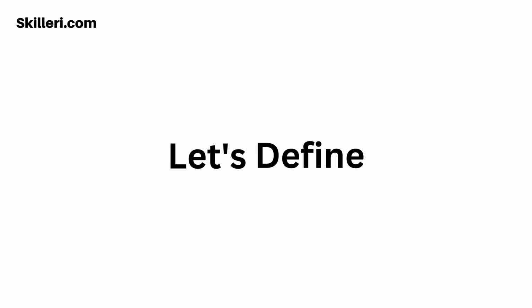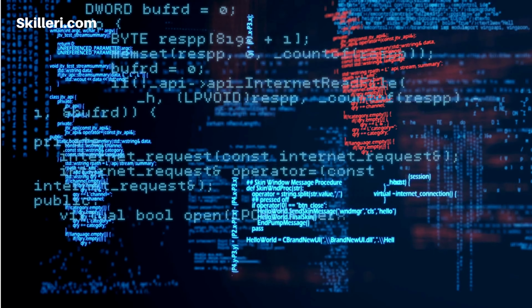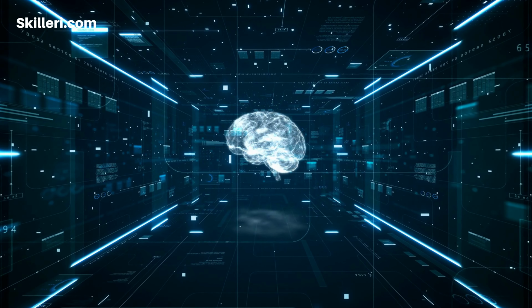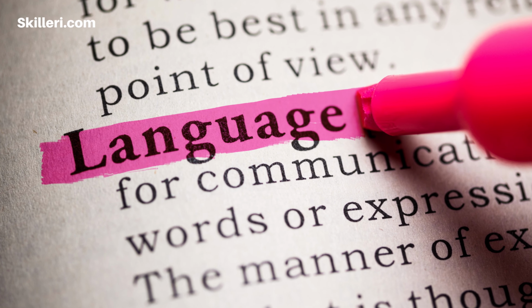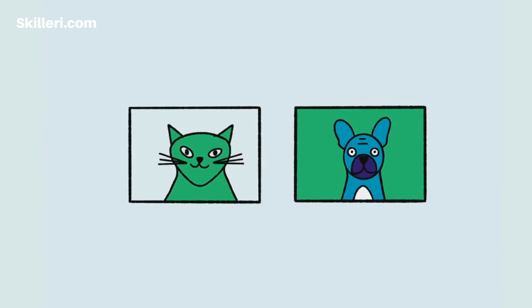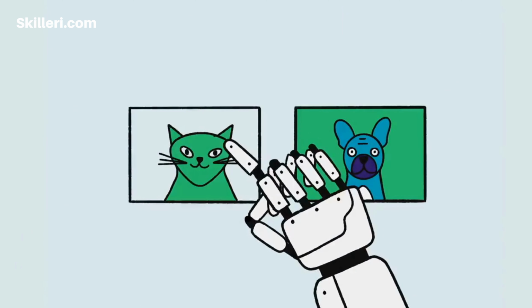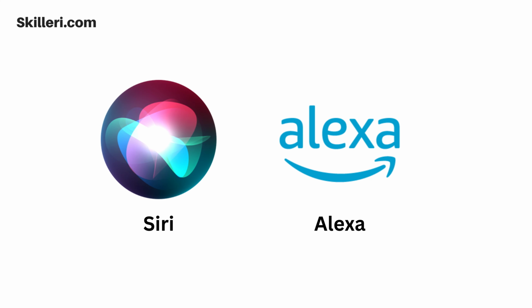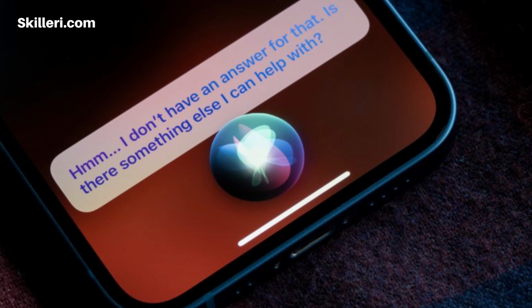First, let's define what AI is. Simply put, it's when a computer can do things that usually required human intelligence. This can include things like understanding language, recognizing images, and making decisions. An example of AI is virtual assistants like Siri or Alexa, which can understand and respond to spoken commands.